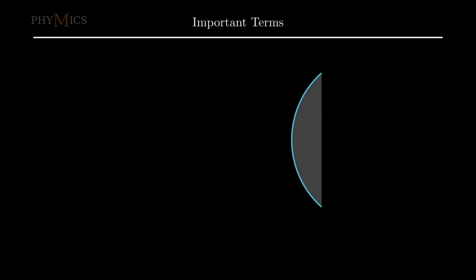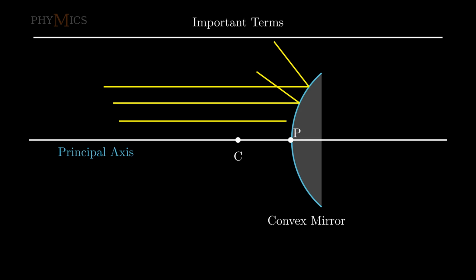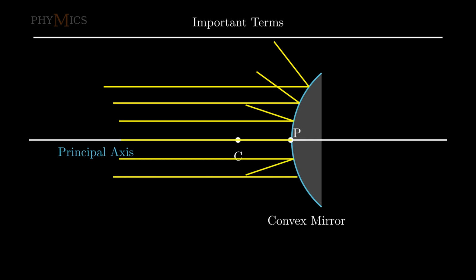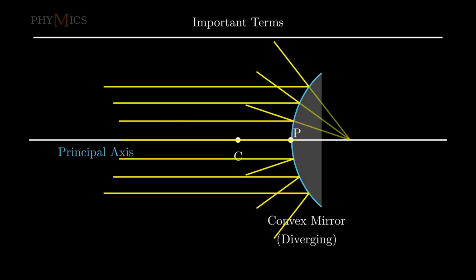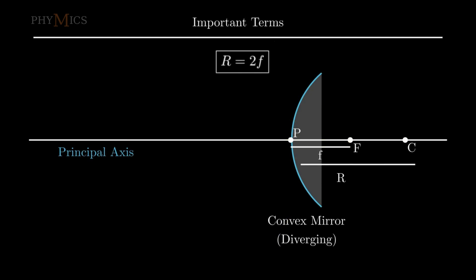These terms will be the same for convex mirror, except for the fact that concave mirror is converging, that is, rays meet at a point after reflection, whereas convex mirror is diverging, that is, rays spread outwards after reflection, and rays do not actually meet at a point but appear to be coming or originating from a point. This point is called the focus of a convex mirror. Note that focus of convex mirror lies behind the mirror. The relation R equals twice of f still holds true for convex mirror.